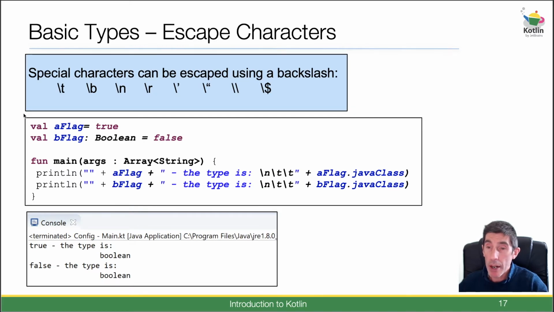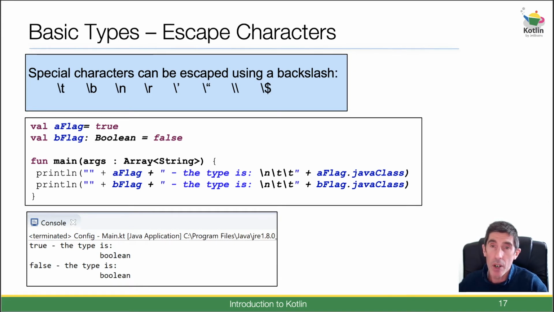In terms of escape characters, we have very similar to what we would have had taken from Java. So we have our \t, our \b, \n, \r, and then if you need some special characters like the single quote, the double quotes, the backslash, or the dollar, same as Java, you need to prefix it with a backslash if you want to show a backslash or a single quote or double quote or whatever.